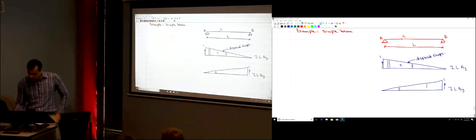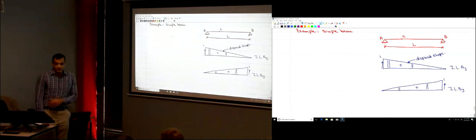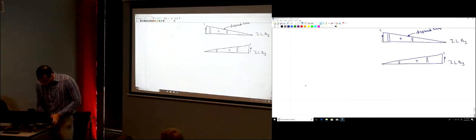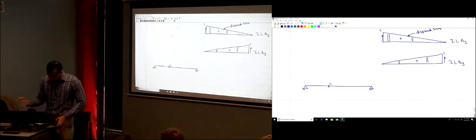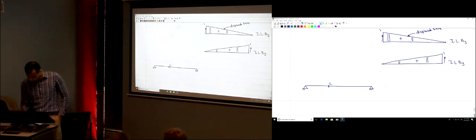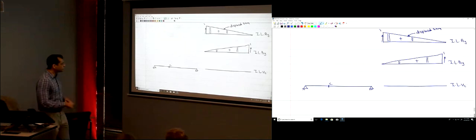This is how the influence line of BY looks. Now, let's take it one step further. The beam looks like this. There is a support here and a support here. This is point C. I want to draw the influence line for VC. How would I do this?